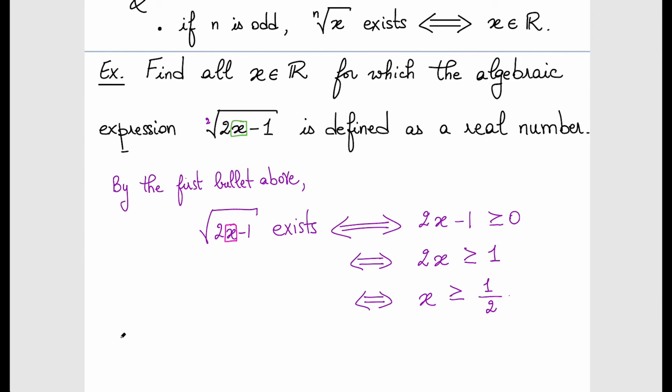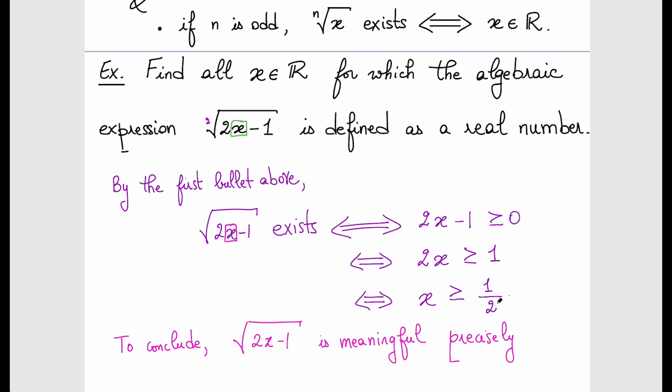So to conclude, square root of 2x minus 1 is meaningful precisely when x is greater than or equal to half, which means x is an element of this set, half to plus infinity. Remember this? That means any number that's half or more. So we're talking about those guys, right?